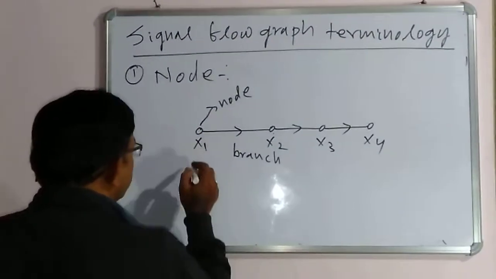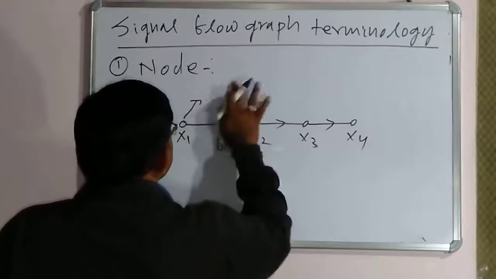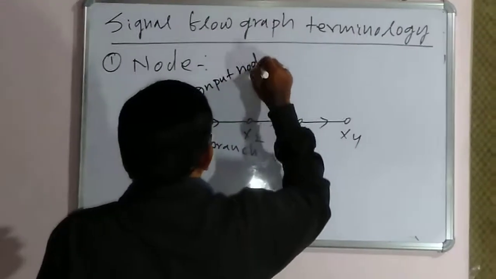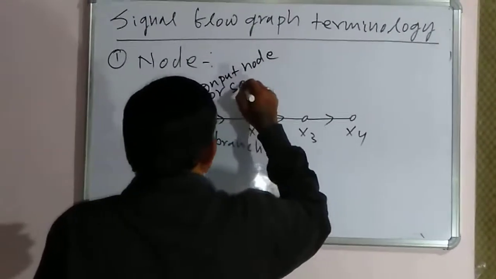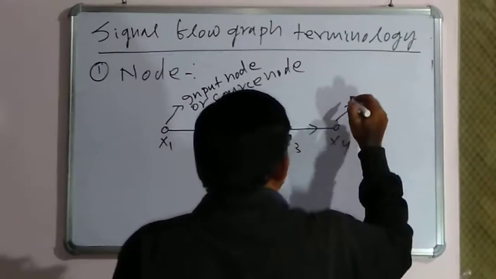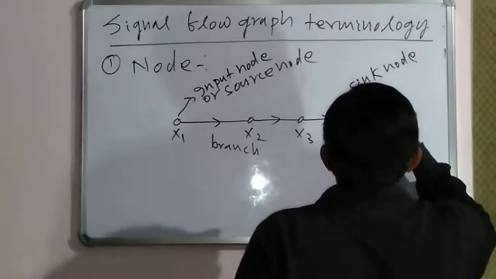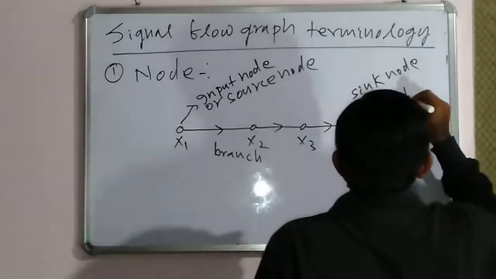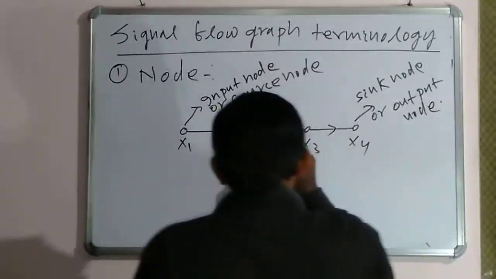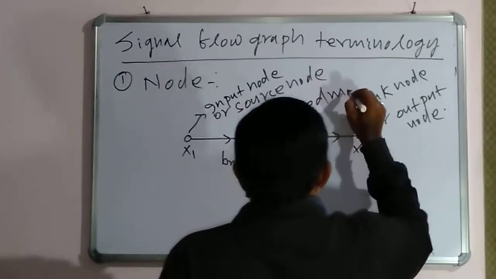But this node is called the input node or source node, and this is called the sink node or output node, and this is called a mixed node.